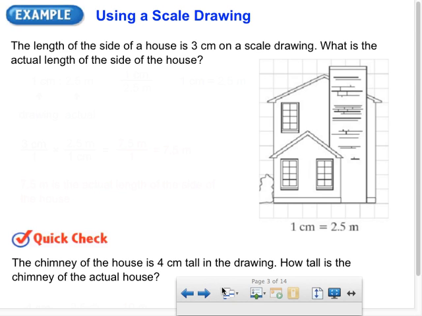Okay, example, using a scale drawing. The length of the side of a house is 3 centimeters on a scale drawing. What is the actual length of the side of the house? So if you notice, you guys see this information right here? Every centimeter of the drawing represents 2.5 or 2 5/10 meters in real life. So the first thing we need to think about is, what is the scale?